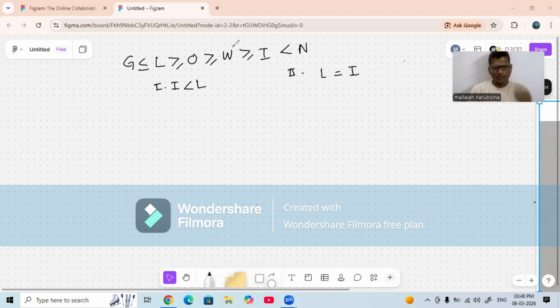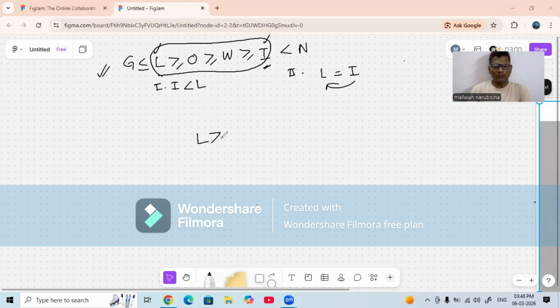Both are I and L only. In conclusion 1, we are given the I and L relation. Here also the I and L relation. So I need only I and L. Where is I in the statement? I is here, then L is here. So we have to take only this portion. I am writing this portion.